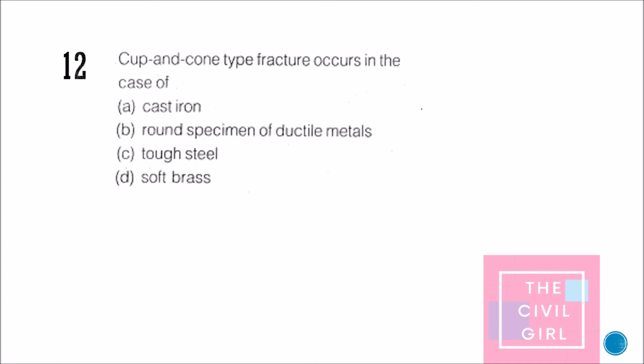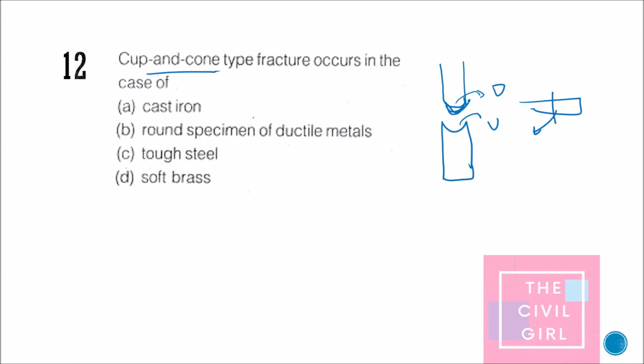And going to the next question, the cup and cone type fracture occurs in the case of what? If we look at a cup and cone type fracture, it is something like this. A material has broken, and after it has broken, it will be looking something like this. It has broken like this. This resembles a cup and this resembles a cone. This is what we call a cup and cone type fracture, and this occurs mostly in ductile materials, that too round specimens of ductile materials.